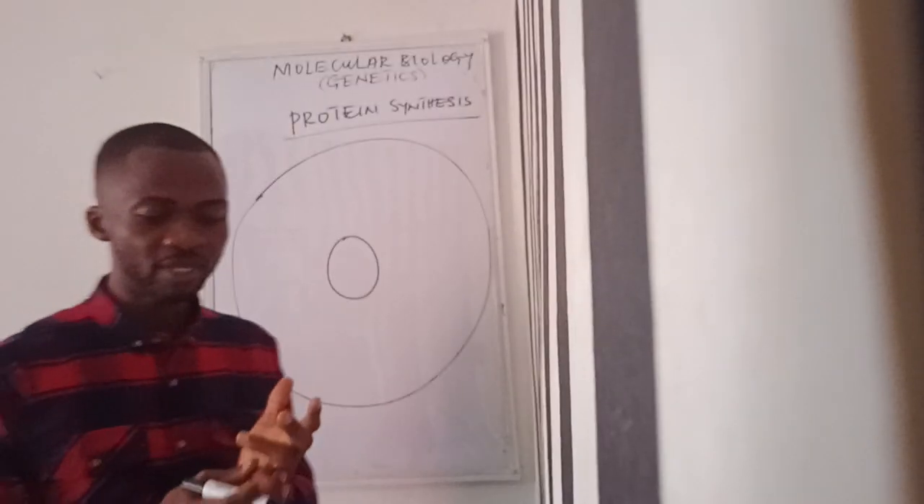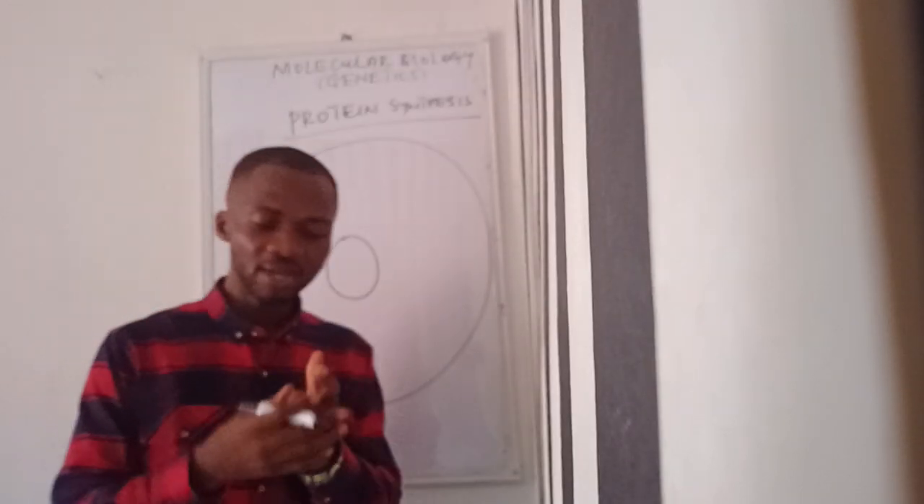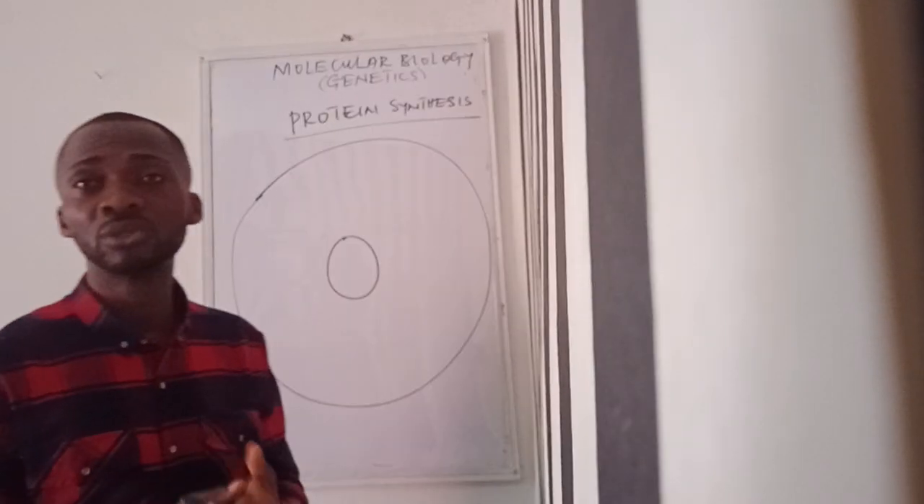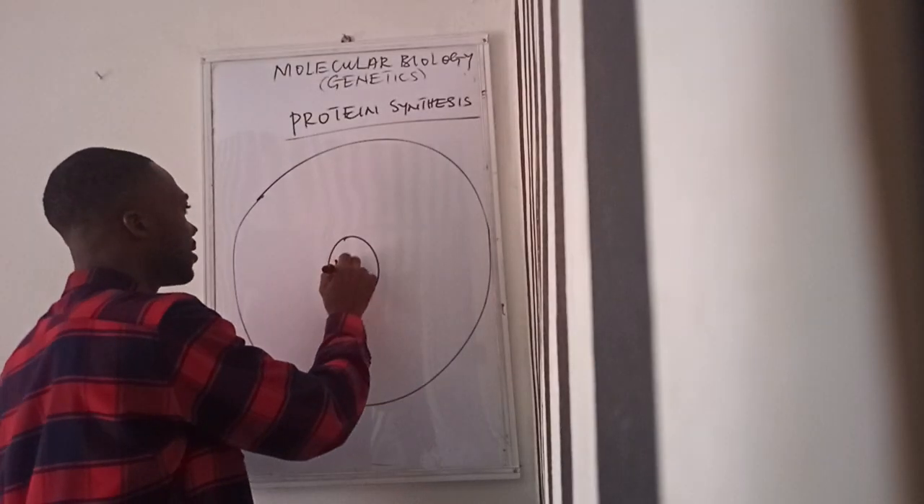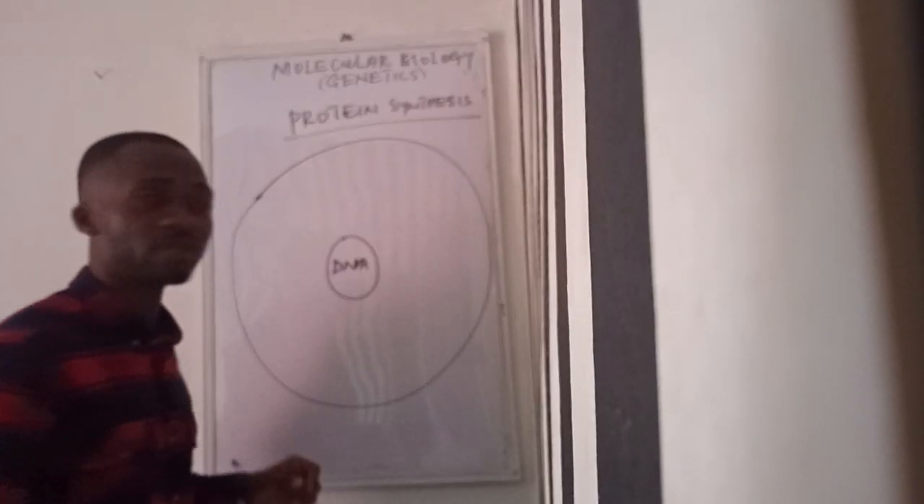Some of the structures that are important in protein synthesis, I mentioned them in the previous class. I mentioned DNA, I mentioned RNA, messenger RNA, and transfer RNA. I also mentioned the ribosome. So, this DNA is found within the nucleus of the cell.